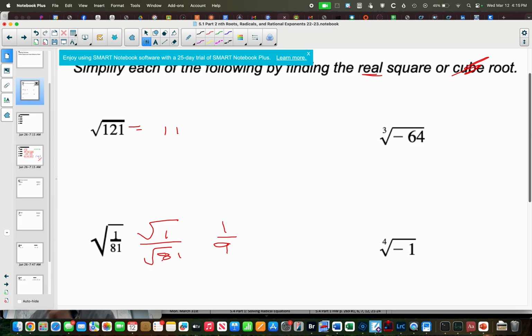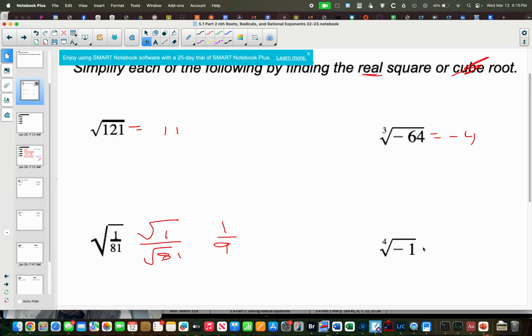Cube root. Let's talk about cube roots and negative numbers. A negative cubed is still negative. So you're looking for the cube root of 64, and the answer is going to be negative. The cube root of 64 is 4, since 4 times 4 times 4 is 64. So the answer is -4.